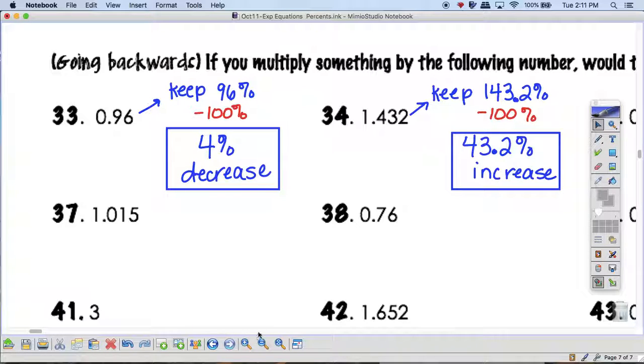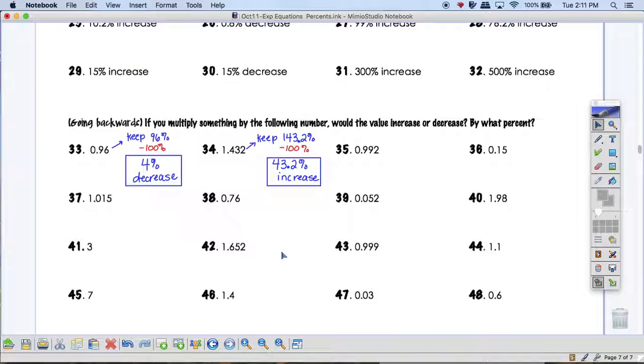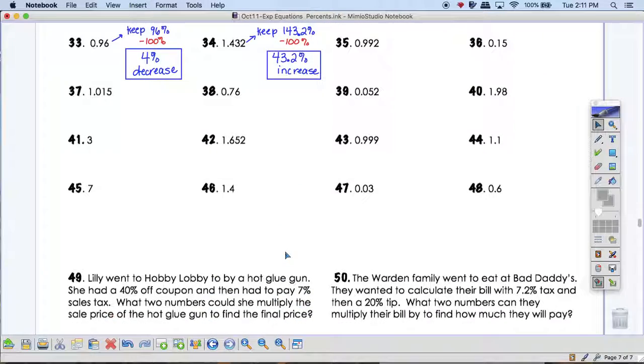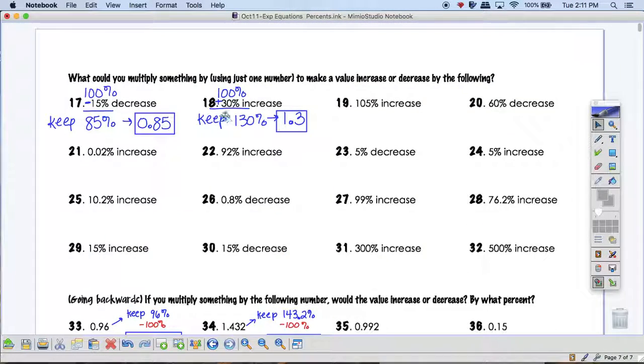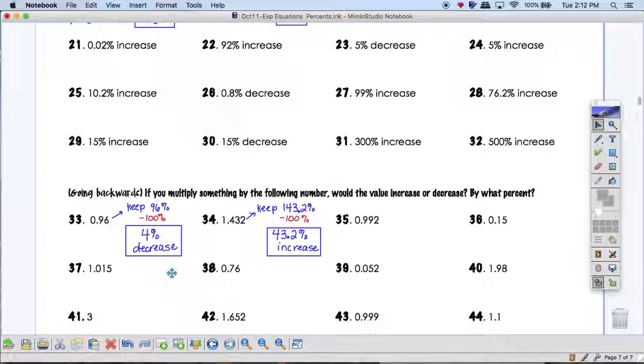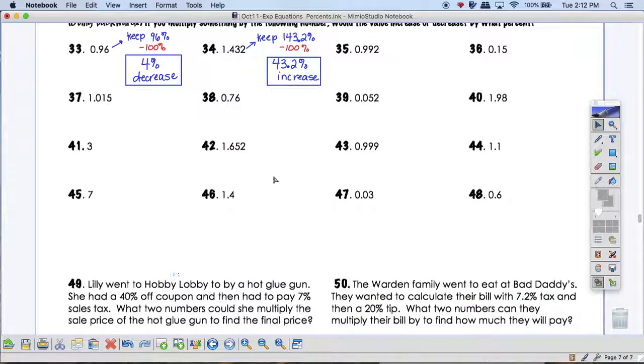Make sure you're thinking about what you're doing and not just doing the same things over and over, because you are going to see some of these on the quiz that you take. Okay, so you need to make sure you understand when you add 100, when you subtract 100, and when you go backwards, depending on which type of question I give you.